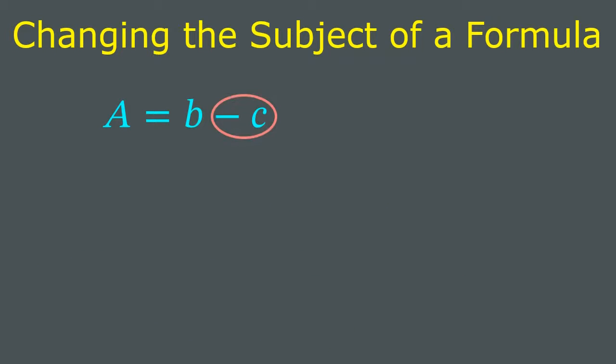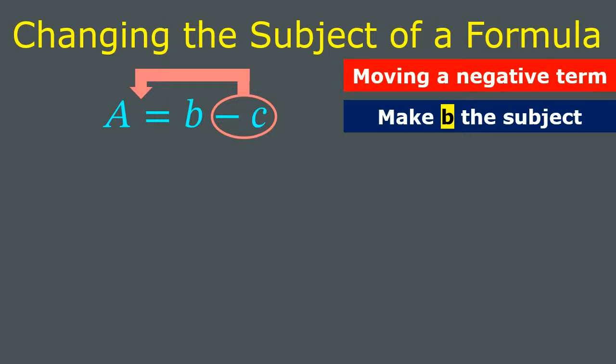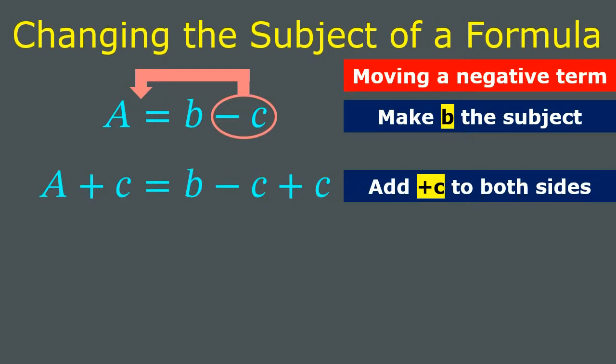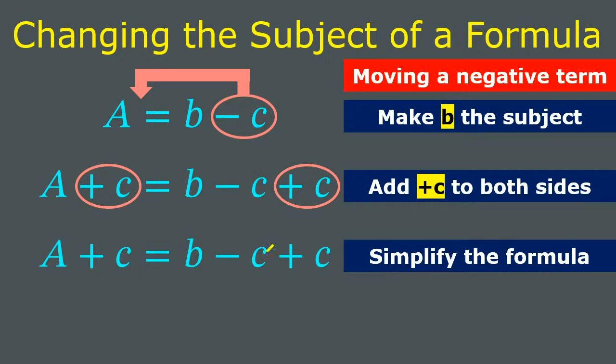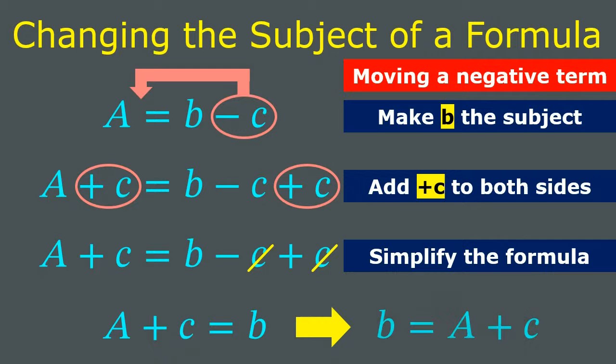This time, a negative term must be moved to the other side of the equals sign. To move negative C, its opposite, that is plus C, must first be added to both sides of the formula to keep it balanced. Simplify the formula by cancelling out negative C and positive C on the right, leaving B by itself as the subject of the formula. The formula can now be rearranged so that it reads, B is equal to A plus C.